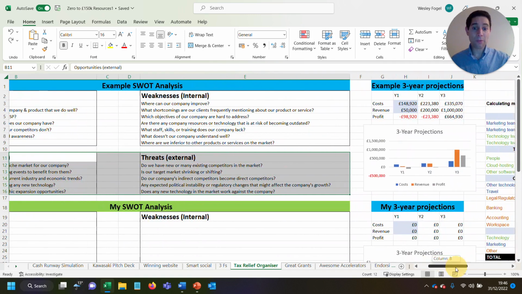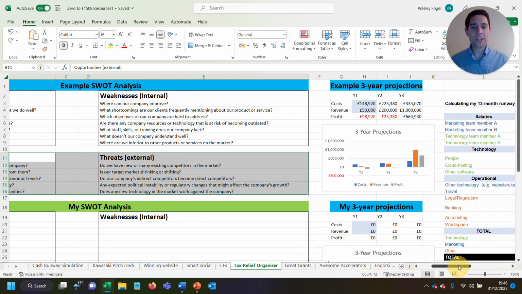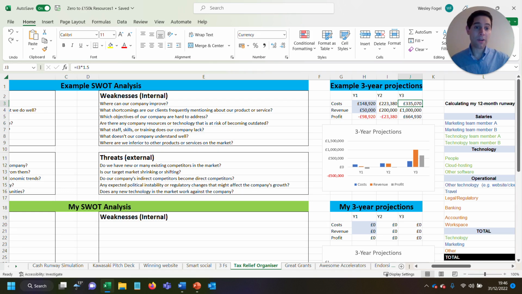You will also need to provide 3-year projections, which are no more than just 3-year cost and revenue figures for your business. And I've used the cost example that I provided in the 12-month cash runway simulation and simply scaled these figures in years 2 and also in year 3. I've also done a similar exercise for revenue based on modest £50,000 projections for year 1 that have been scaled in years 2 and 3.